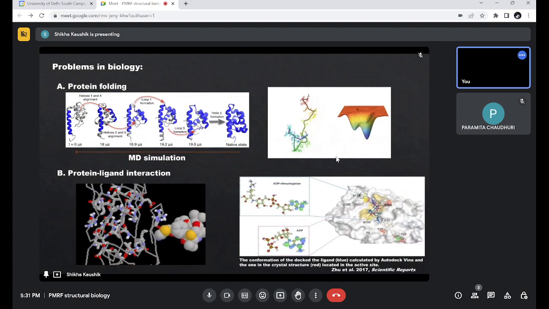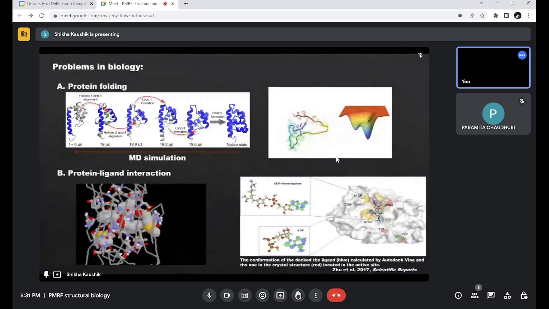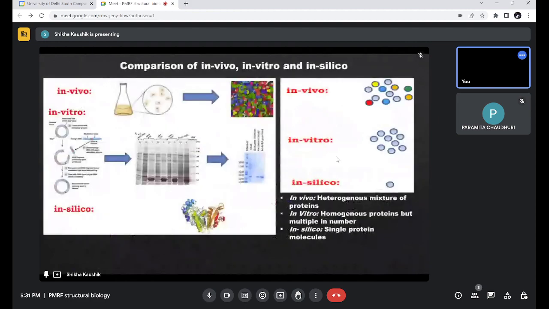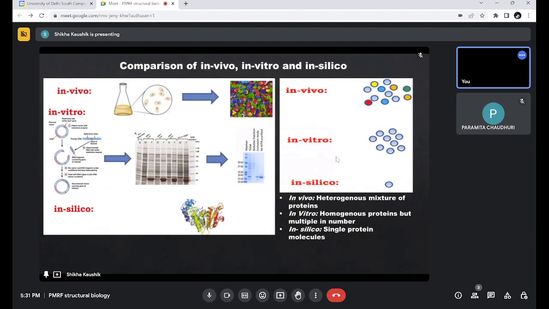These all things can be done with the help of molecular dynamics. So if I talk about the comparison of in vivo, in vitro, and in silico, we have in vivo. In vivo is what our system is. For example, if I express a protein in an in vivo condition inside a cell, that can be called in vivo.